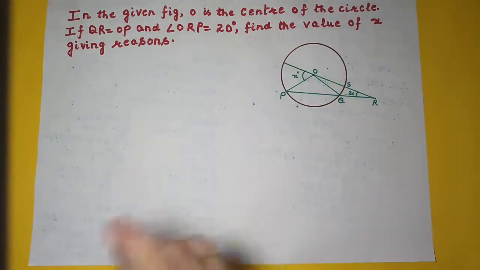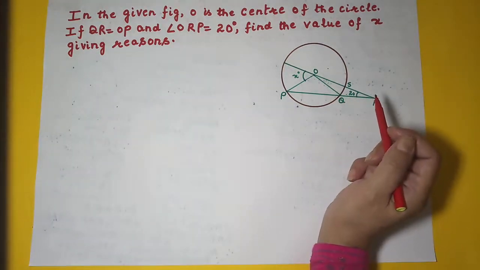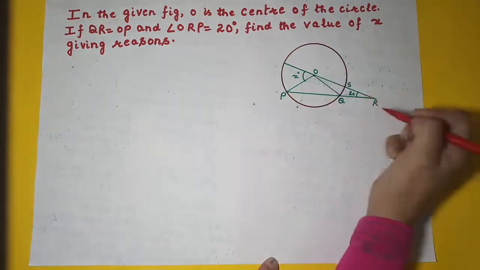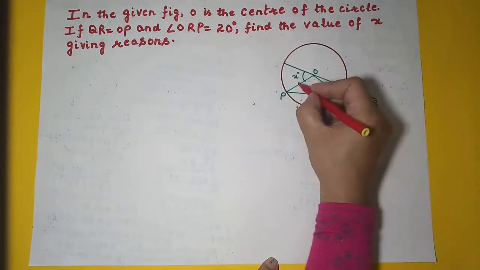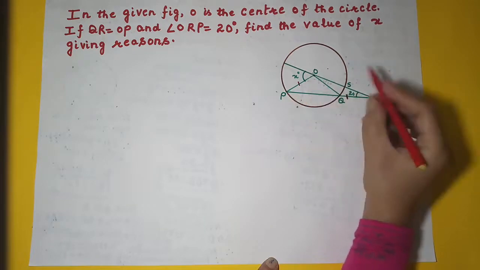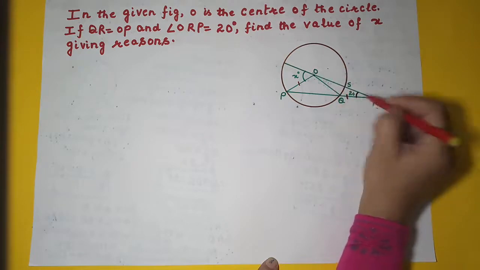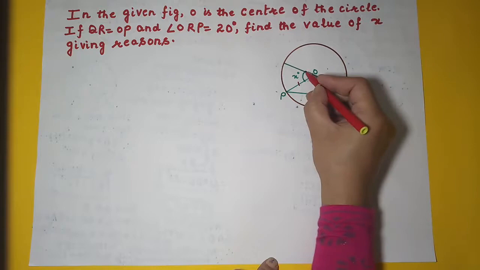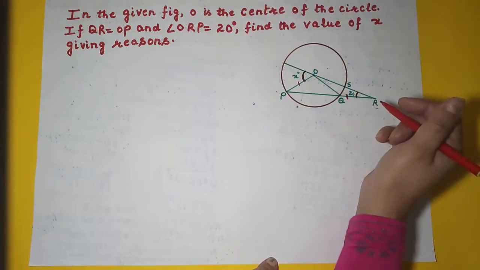Now, here in this question, again the figure is given to us. He's saying that O is the center of the circle. QR, this length QR is equal to OP. Okay. ORP is 20. ORP, that means this angle is 20. ORP is ORQ also. I mean, it's the same angle. Find the value of X.